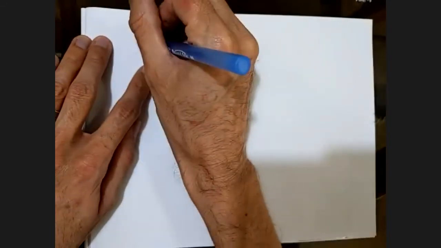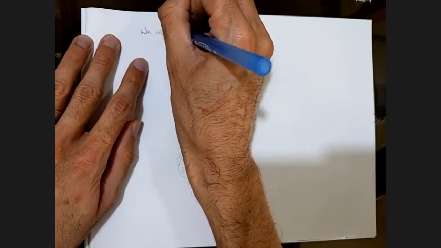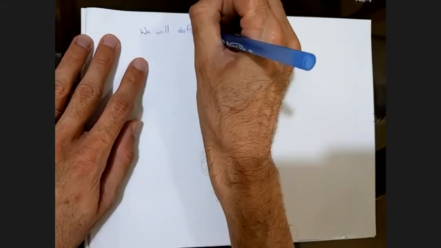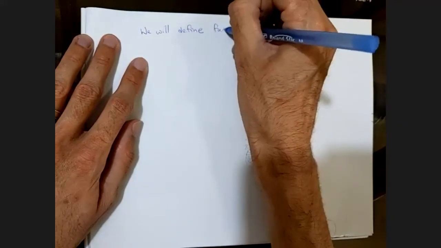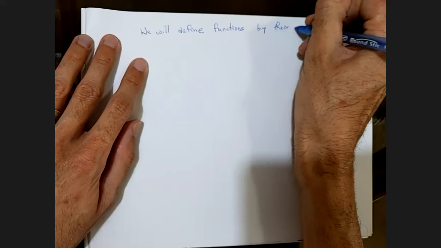Okay, and we'll define a function. Instead of starting with a function and then defining the graph, we'll just say the graph of the function is the function. So we will define functions by their graph.